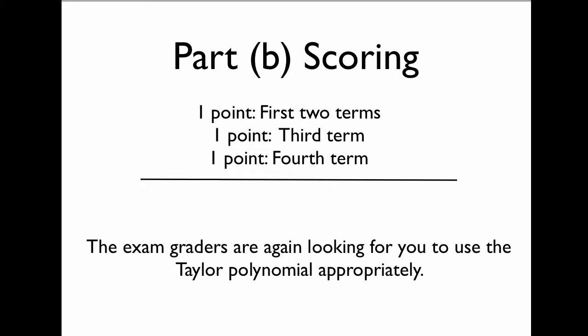So this question gave 3 points, although again, I think if you got part A, you would probably get part B just because of the really similar aspect to it. So you got 1 point for the first 2 terms, 1 point for the third term, and 1 point for the fourth term. Again, they're looking that you used proper notation here, so that you called it P3 of x rather than T of x or f of x or anything like that.